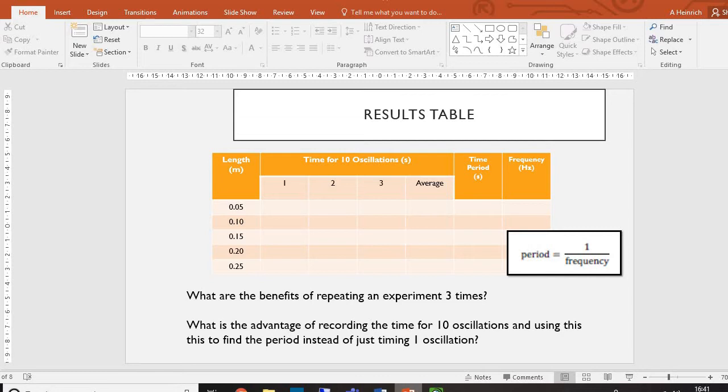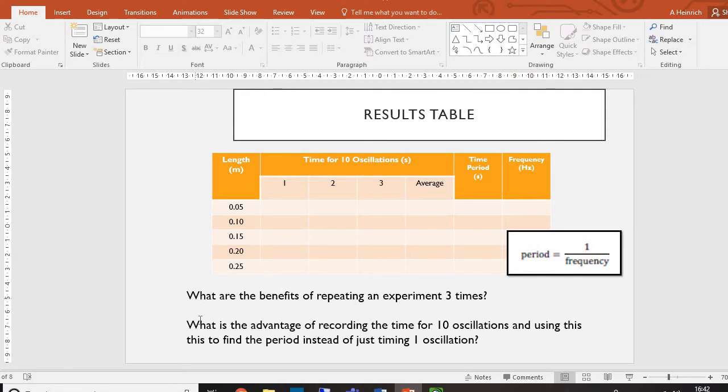When you've got all of that data, it's going to go into here. Remember you're going to do 3 attempts at each one to make sure that you've got a good set of data. You're going to take an average. You're going to work out your time period, which, as I said, was this number divided by 10 to give you your time period, and then you're going to rearrange this to get your frequency as well.